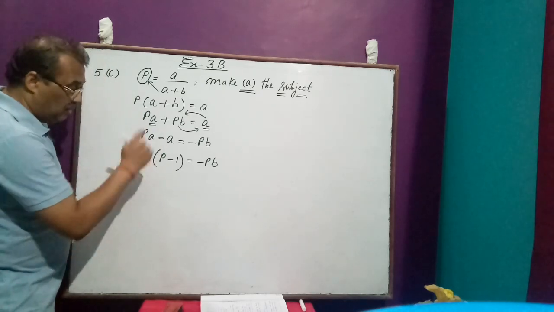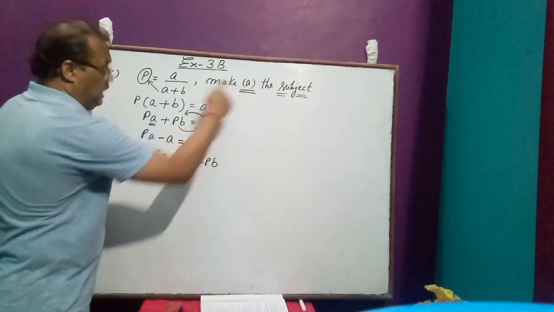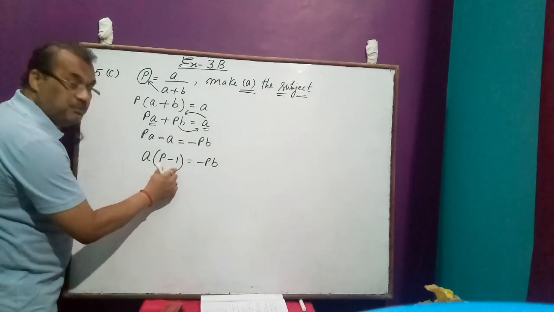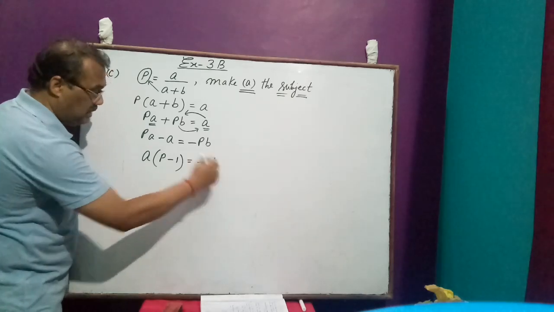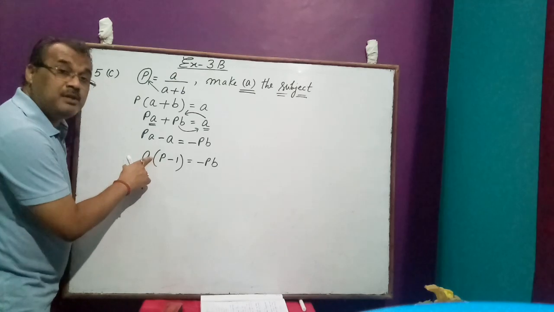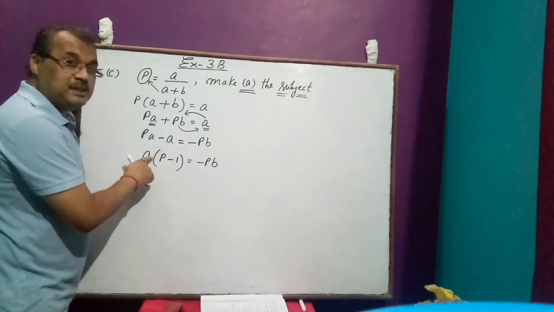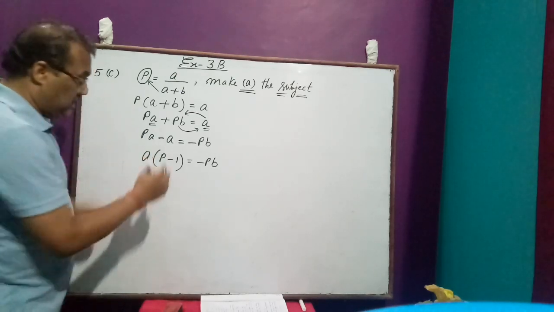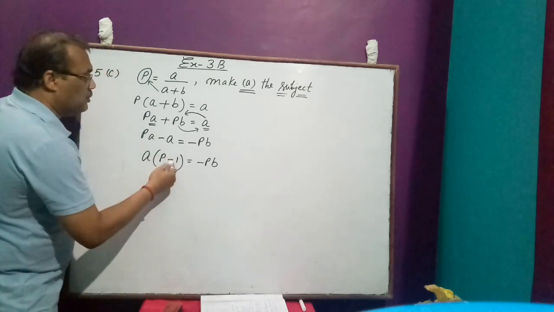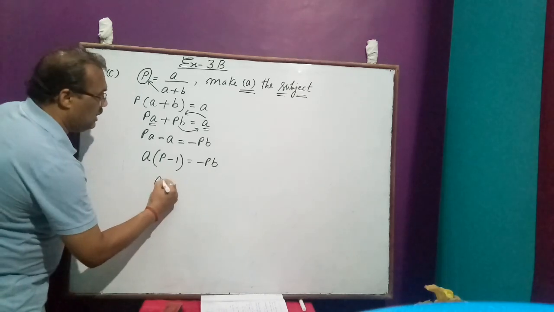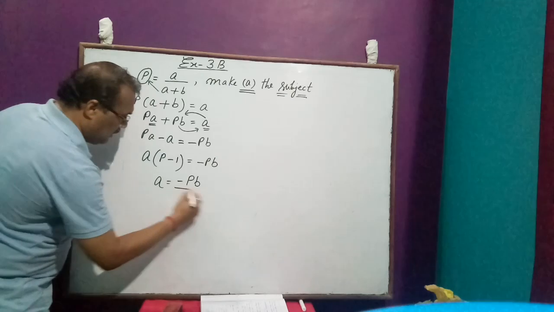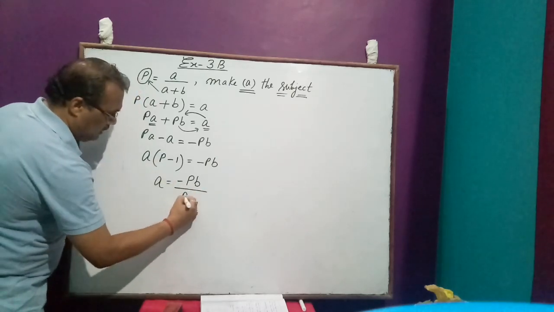Now since we have to make A the subject, the rest of the part connected with this A, P minus 1, we have to remove from here. This A and P minus 1 are connected with the operation of multiplication. So we have to remove P minus 1 from here, and it will go as a division. So A is equal to minus PB upon P minus 1.